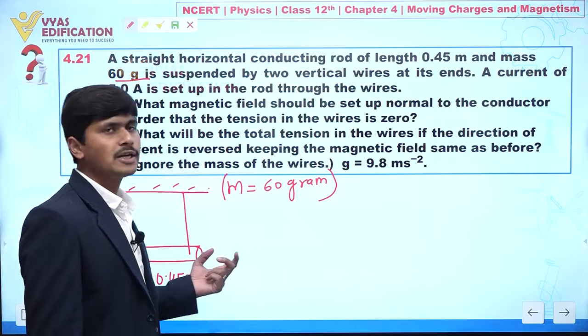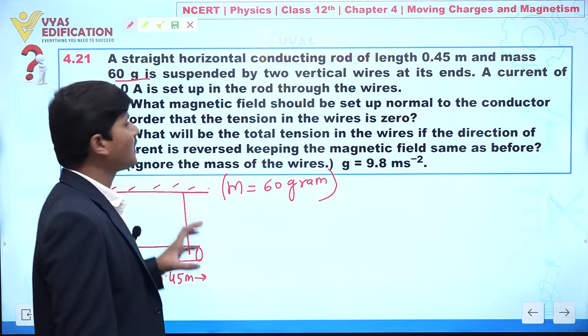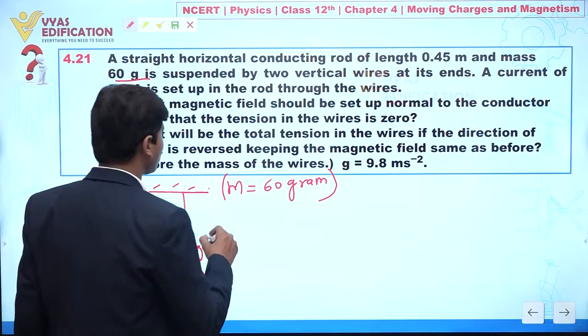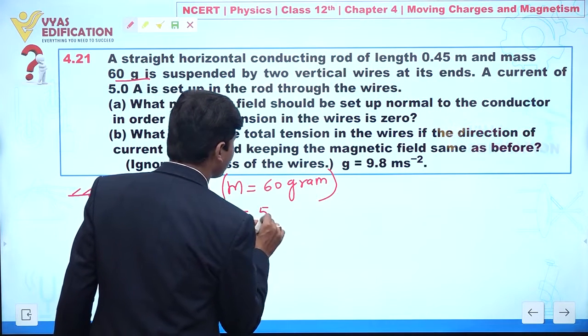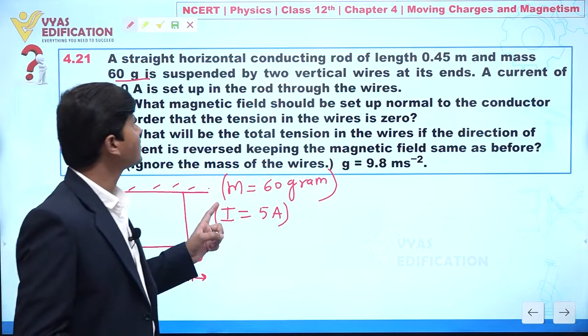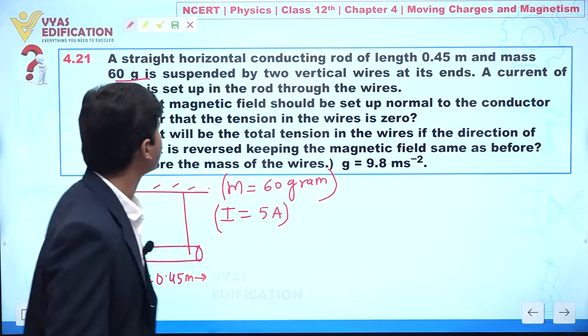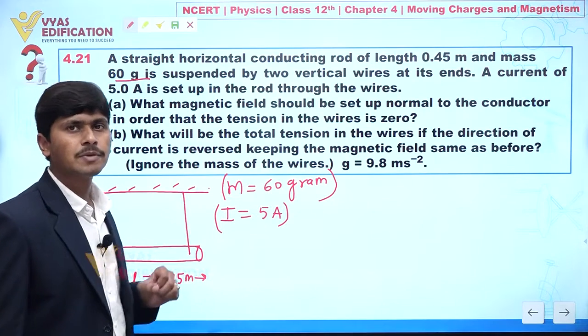It is suspended by two vertical wires at its end. A current of 5 ampere is set up in this rod. It means the current value is given to you, 5 ampere. Now in the first part it is asked what magnetic field we should set up normal to the conductor so that tension in the wire becomes 0.